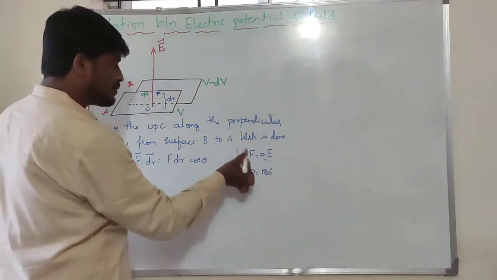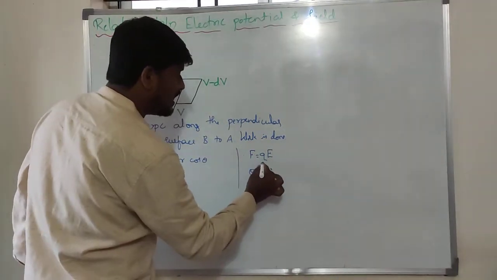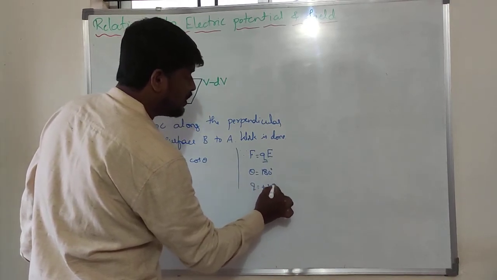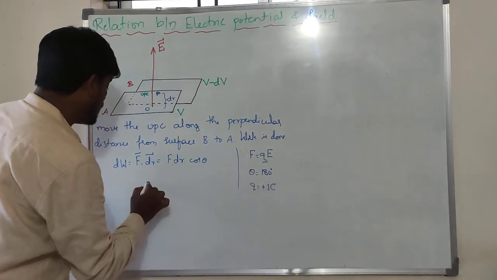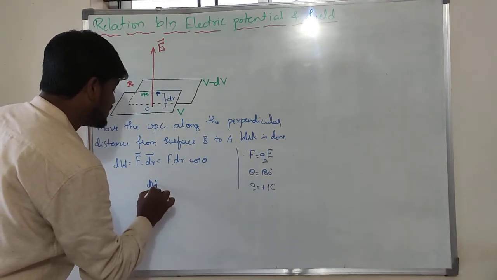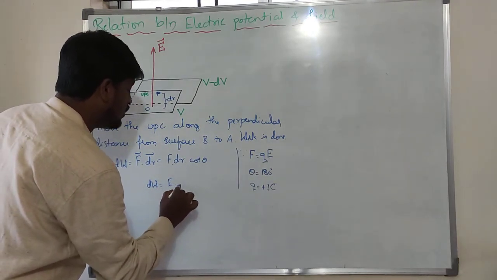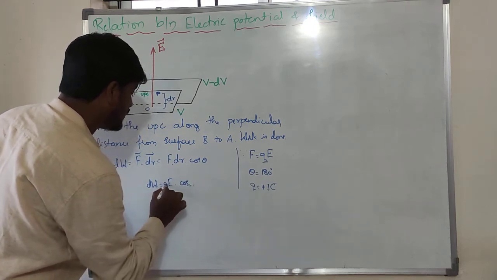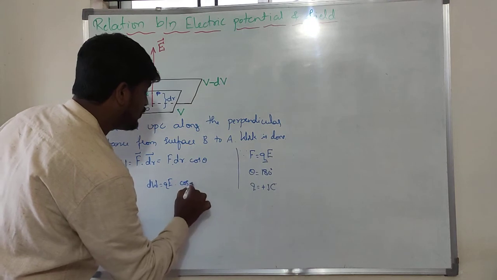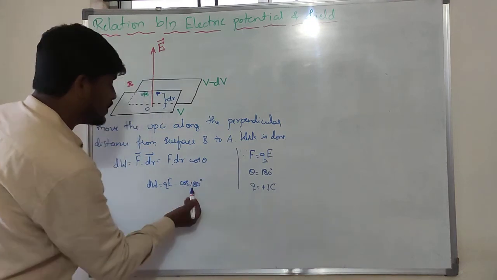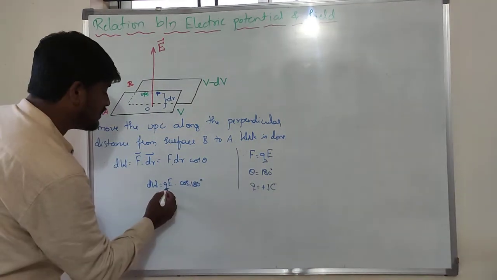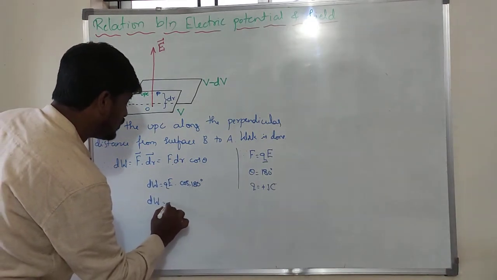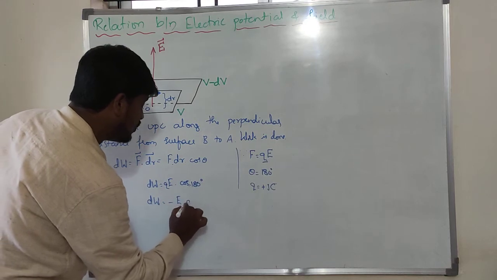180 degrees. If I substitute all these values, and one more thing is, in this Q is nothing but what? UPC, or plus 1 coulomb. Then if I substitute here, what I will get? dW is equal to E into cos theta, cos 180, or let me write that one also, Q into 180 degree. So what is the value of cos 180? Minus 1. What is the value of Q? Plus 1. Hence I will get the value dW is equal to minus E into dr.